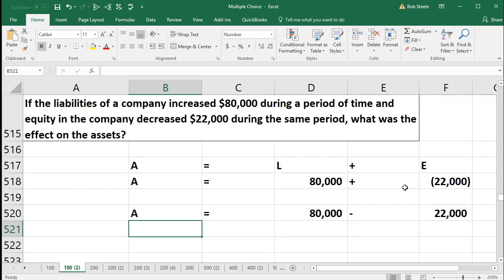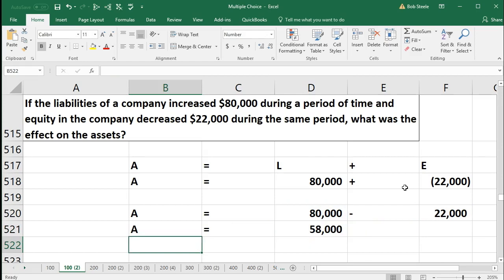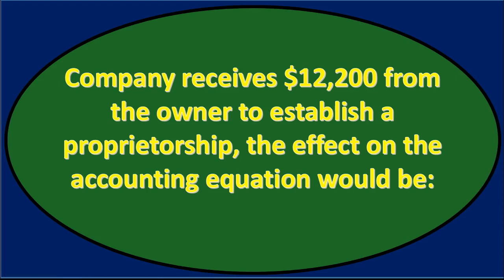And then, of course, all we have is the subtraction problem of 80,000 minus 22,000, providing us with the assets of 58,000. Next question. Company receives $12,200 from the owner to establish a proprietorship. The effect on the accounting equation would be.